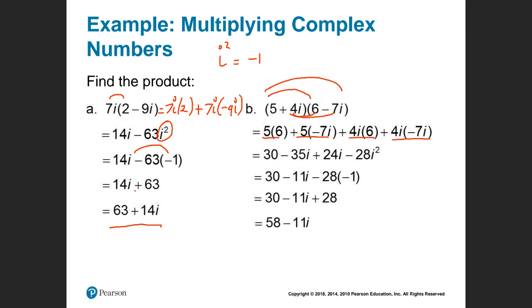Next one. Plus 4 times 6 is 24 times i. 4 positive times negative is negative. 4 times 7 is 28. i times i is i squared. These are like terms, so we're going to solve this one. So 30, negative 35i plus 24i is negative 11i. Remember, we change i squared with negative 1. So negative 28 times negative 1. So 30 minus 11i. Negative times negative is positive. 28 times 1 is 28. Like terms, 30 plus 28. The answer is 58 minus 11i.